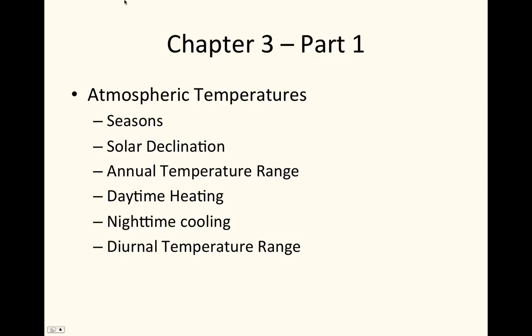For Chapter 3, we'll be looking at atmospheric temperatures. In Part 1, we'll look at seasons, solar declination, annual temperature ranges around the globe, daytime heating effects, nighttime cooling effects, and the diurnal temperature range, the difference between daytime highs and nighttime lows.